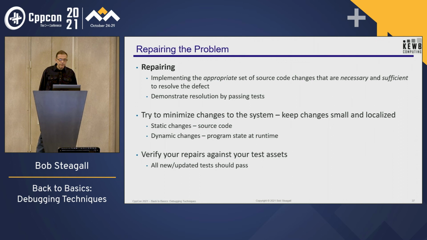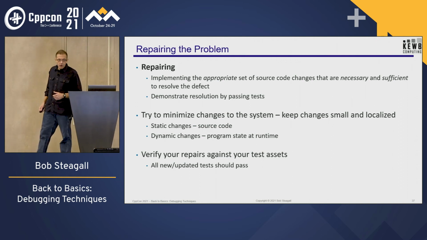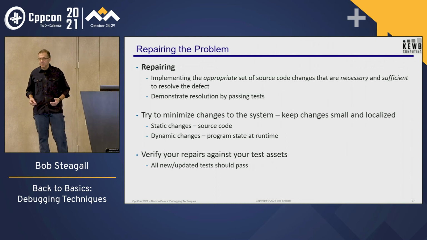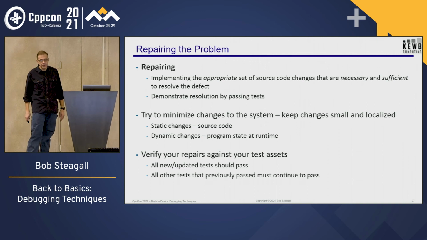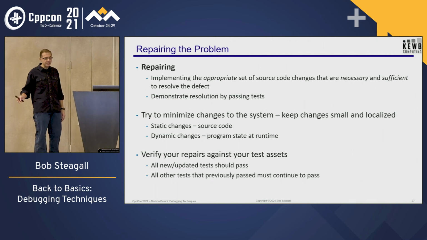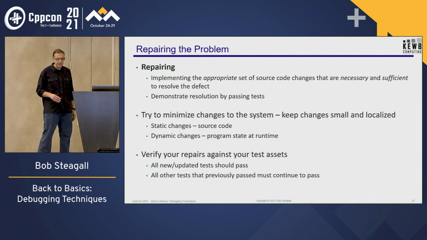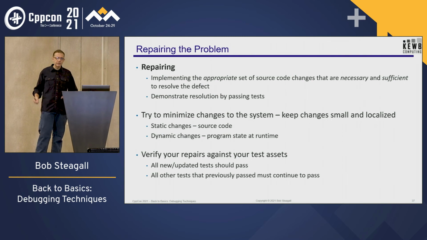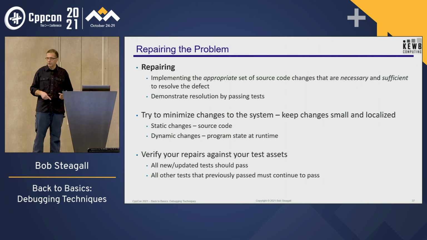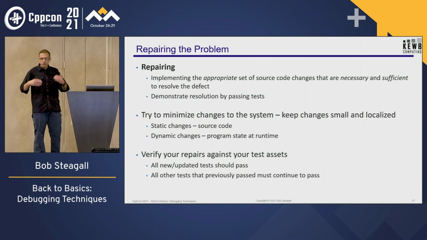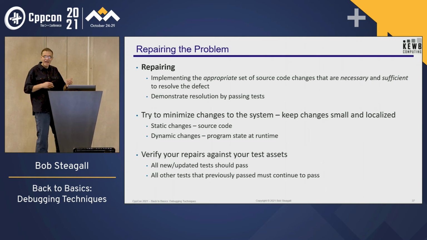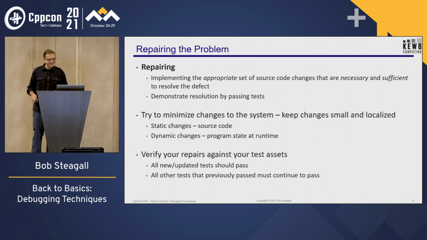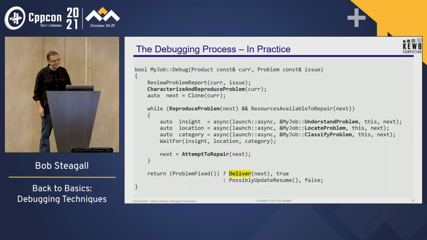As I mentioned before, verify your repairs against your test assets. All of your new and updated tests should pass. They should pass on all your builds, on all your platforms. And make sure that all of the other tests which previously passed also pass. Unless, of course, there's a problem with those tests and you should fix them. But basically, new tests should pass. Everything that passed in the past should also pass. I never thought I would utter that sentence.